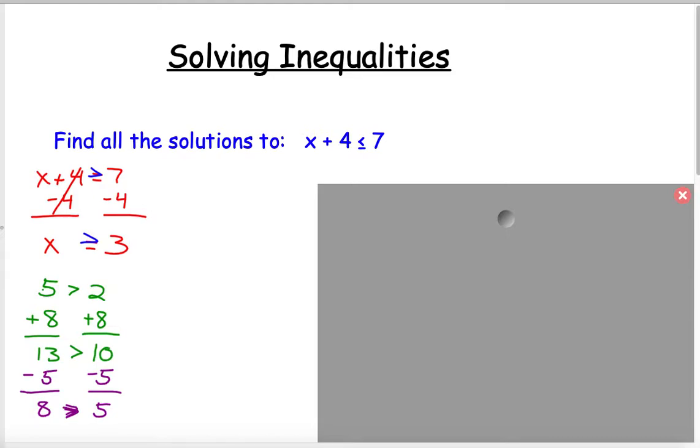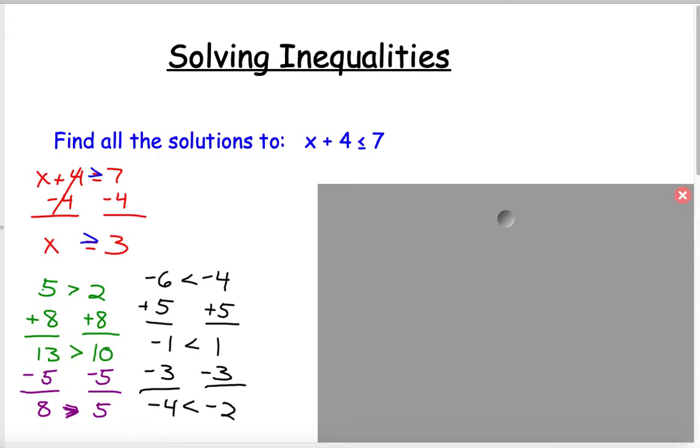We know, for example, that negative 6 is less than negative 4. What if I add the same amount to both sides? What if I add 5 to both sides? So negative 6 plus 5 is negative 1. Negative 4 plus 5 is positive 1. Negative 1 is still less than 1. So it seems to work there as well. What if I subtract the same amount? What if I take away 3 from both sides? What happens? I get a negative 9 and I get a negative 7, and negative 9 is still less than negative 7.